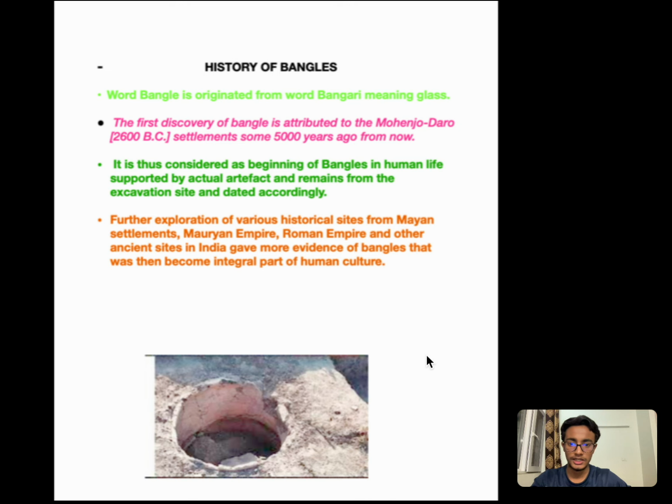site and dated accordingly. Further exploration of various historical sites from Mayan settlements, the Mauryan Empire, the Roman Empire, and other ancient sites in India gave more evidence of bangles, which then became an integral part of human culture, and this picture is related to the exploration.